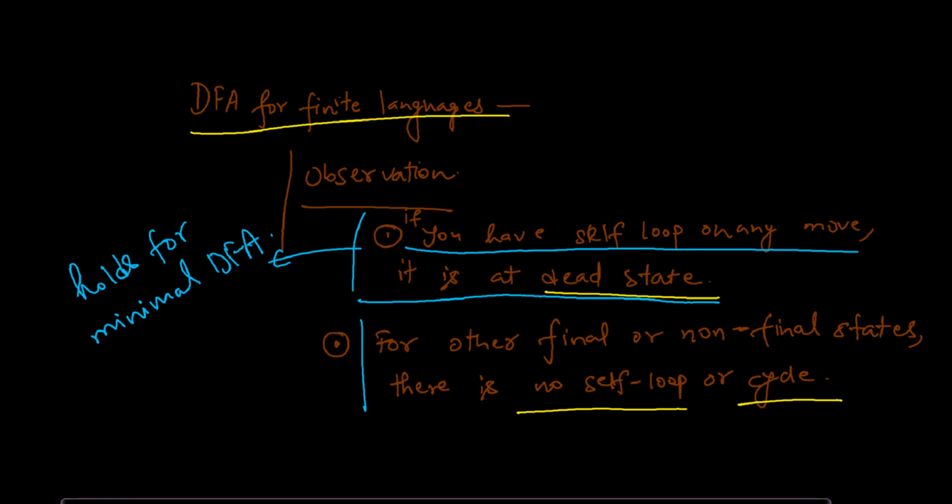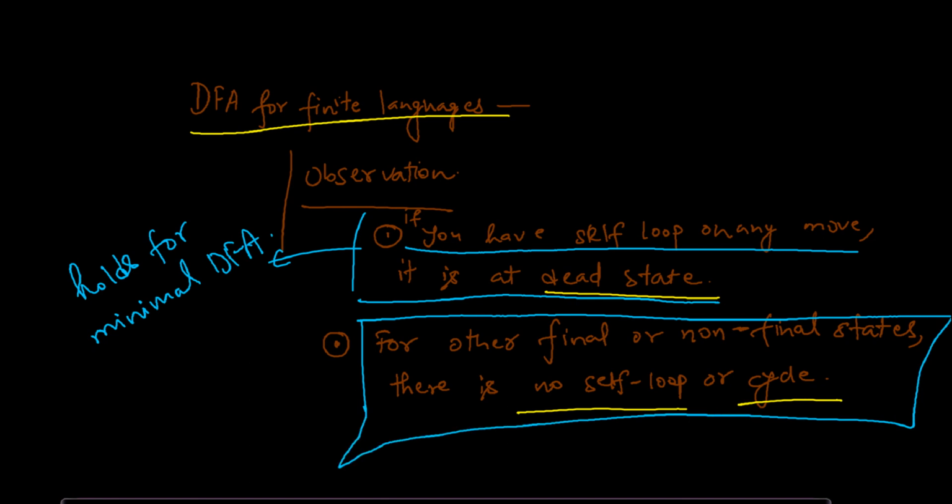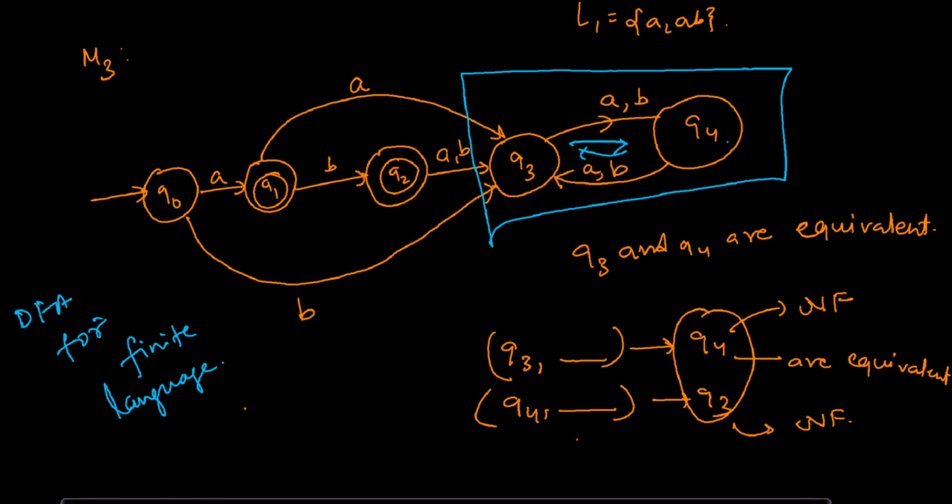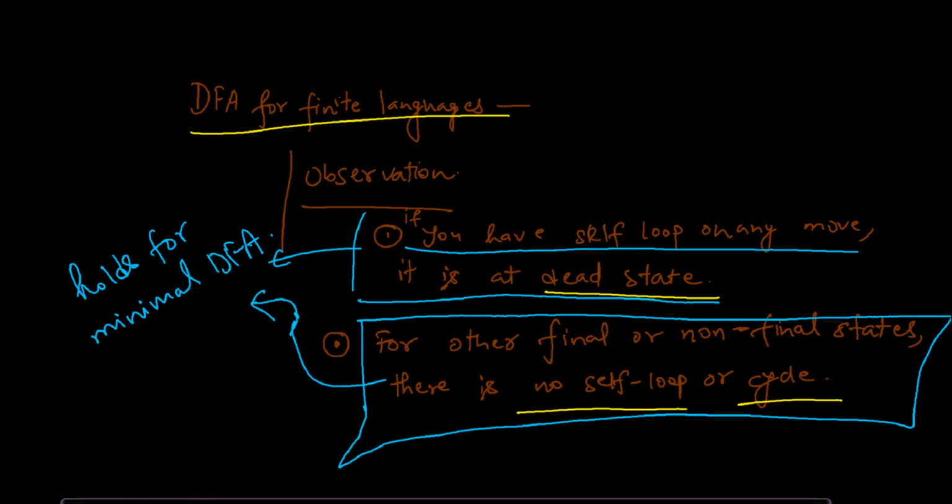Similarly, for other final or non-final states, there is no self loop or cycle. This thing holds for minimal DFA, right? In the minimal DFA, this scenario will not be there. There will be only one state, and it will be a dead state, right? Okay. So what is to be sure of? If I have to say what is the observation for any DFA?